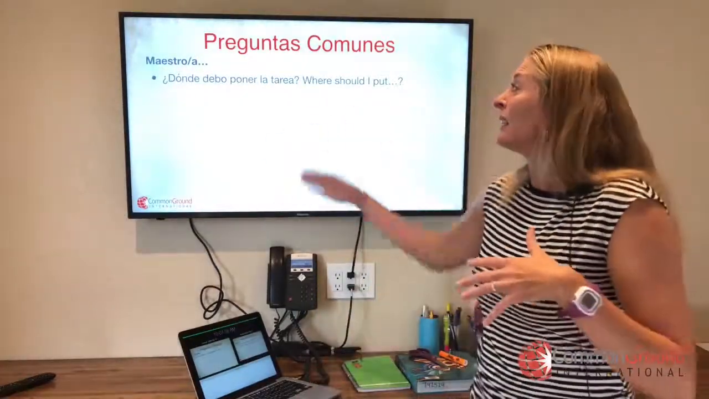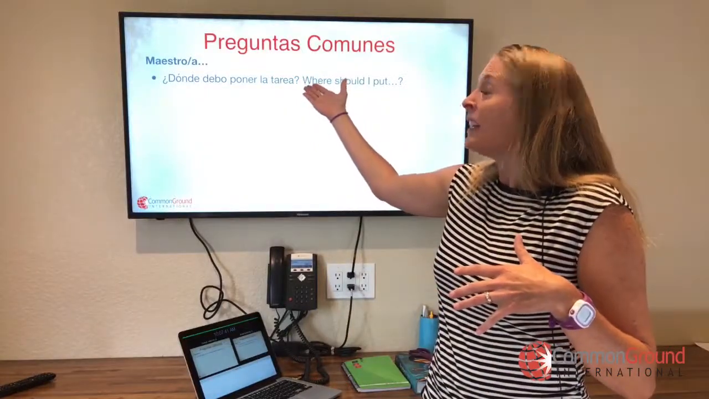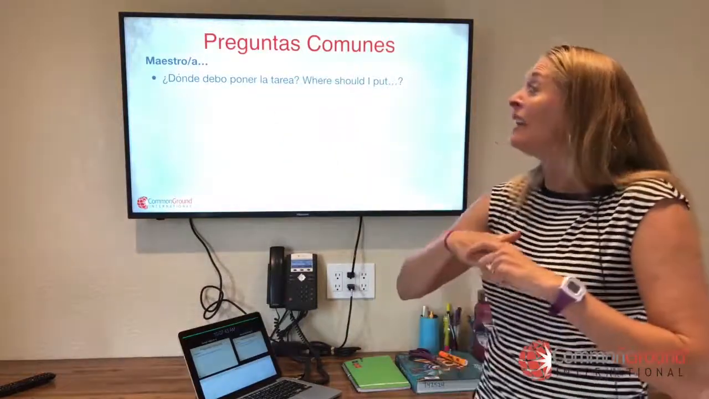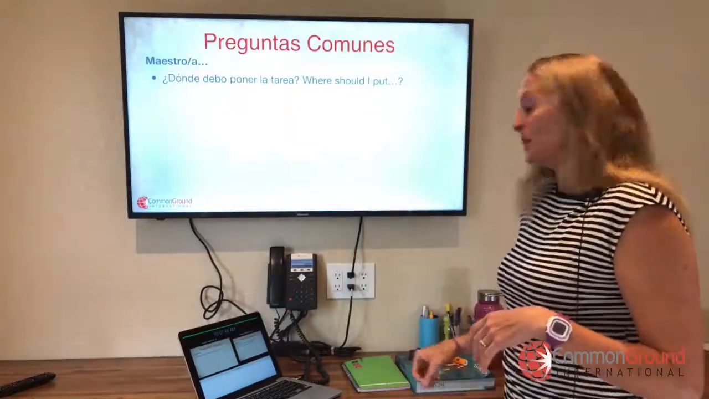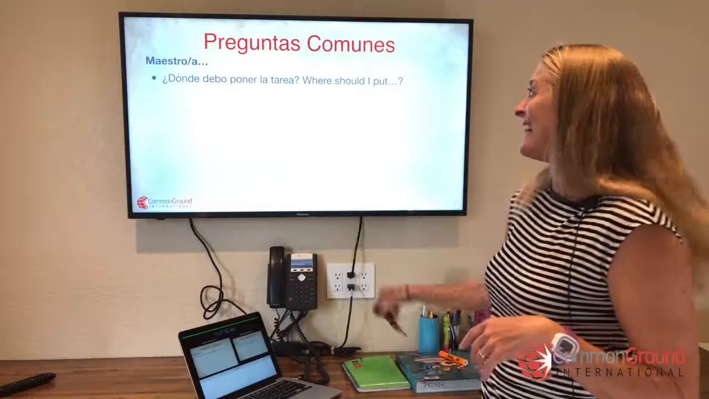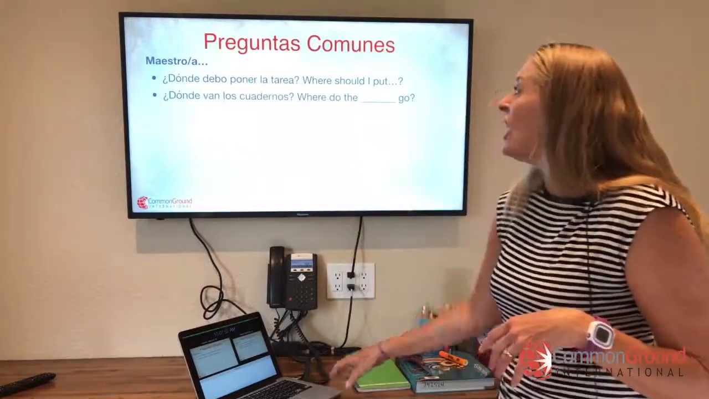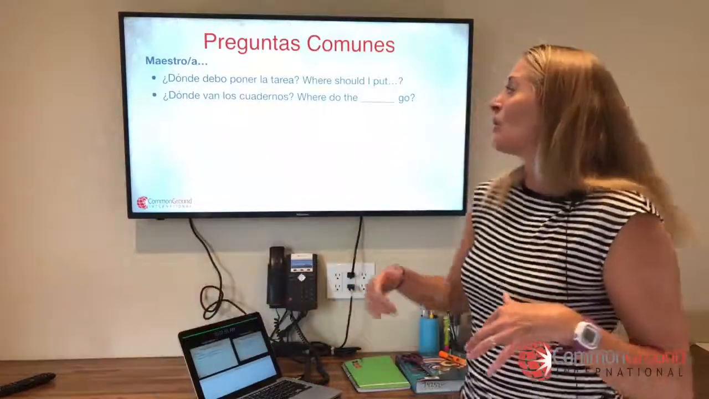Una pregunta. You can fill in tarea with anything else. ¿Dónde debo poner los cuadernos? ¿Dónde debo poner los libros? ¿Dónde debo poner las tijeras? Okay. Excelente. ¿Dónde van los cuadernos?